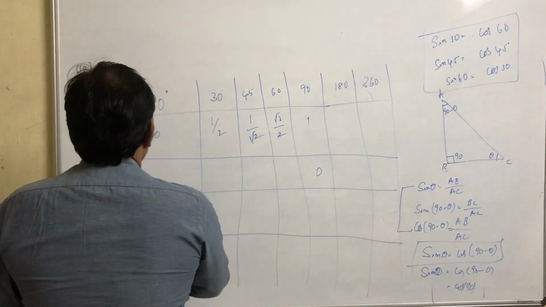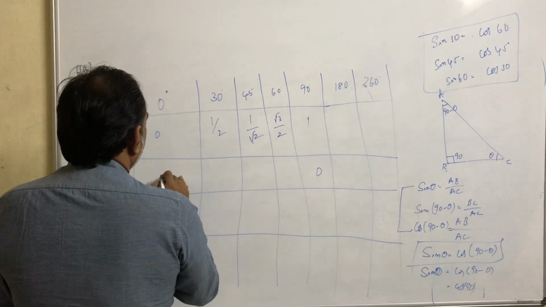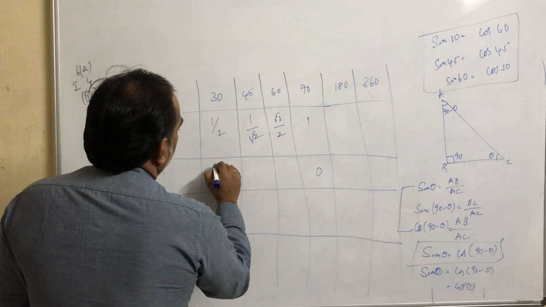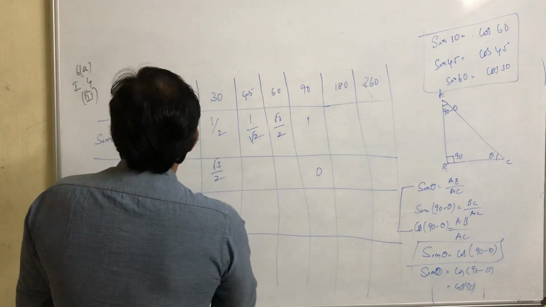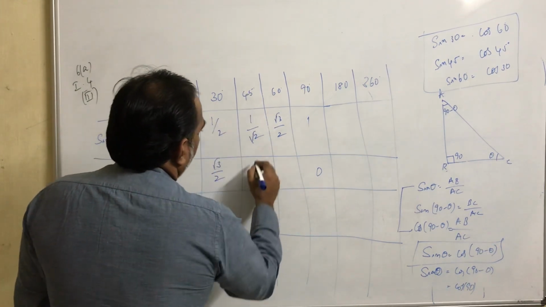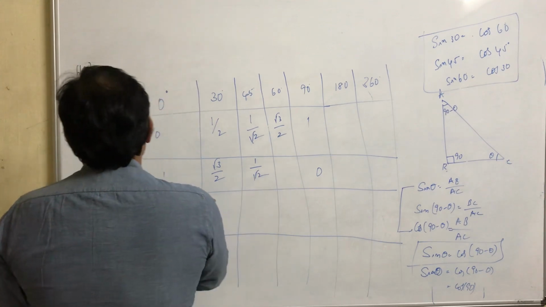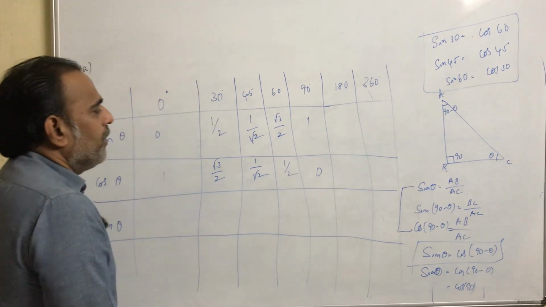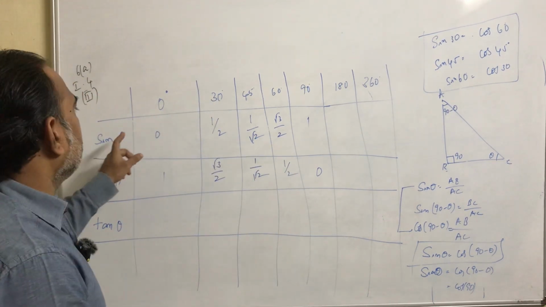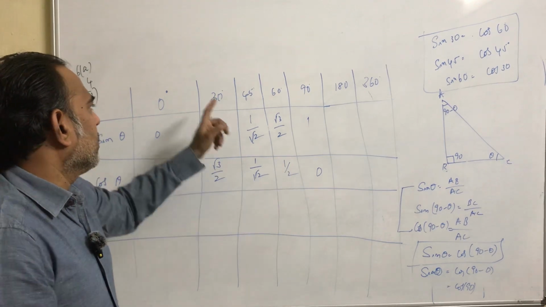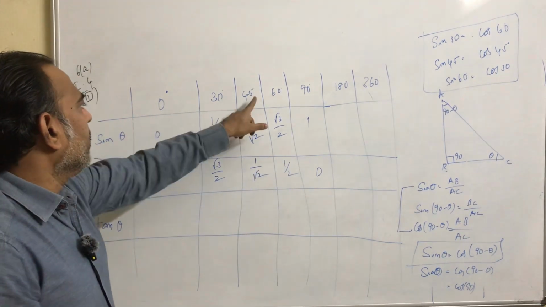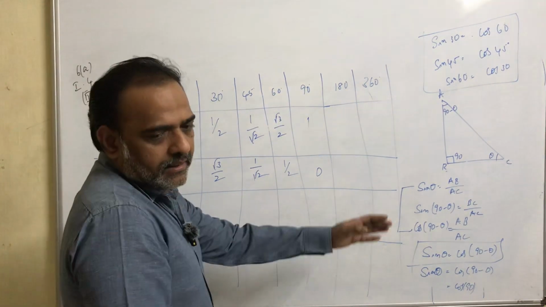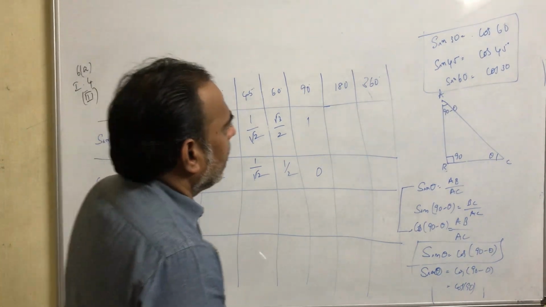Now see, cos 0 is sin 90, which is 1. And cos 30 equals sin 60, that equals root 3 by 2. And cos 45 equals sin 45, that is 1 by root 2. And cos 60 equals sin 30 equals 1 by 2. We just need to reverse whatever the sine values are. Sin 0 is cos 90, sin 30 equals cos 60, sin 45 equals cos 45, sin 90 equals cos 0. That's it. Just write down all these things.